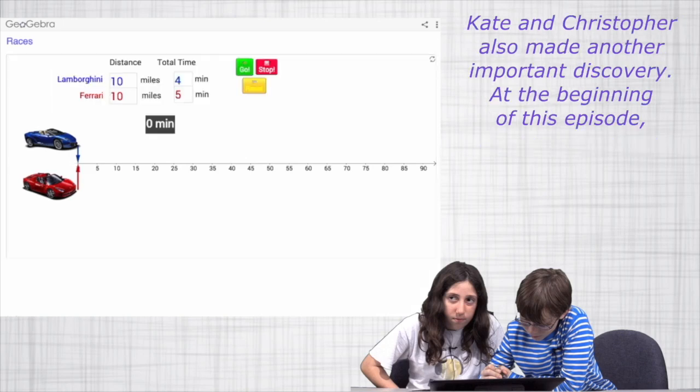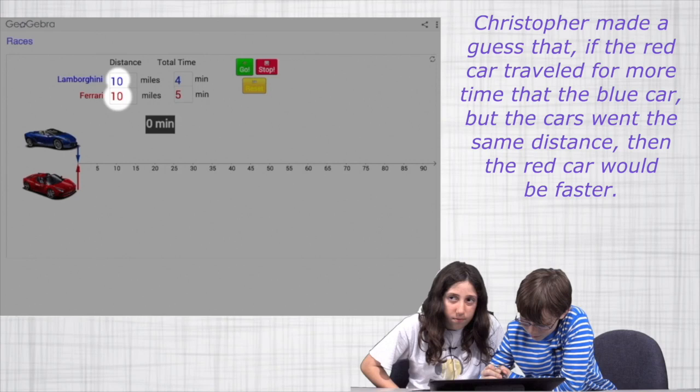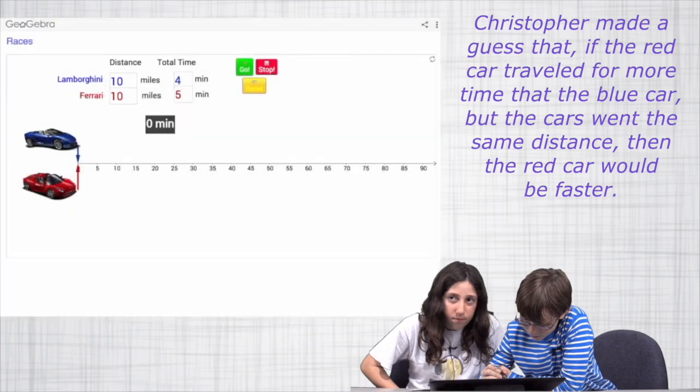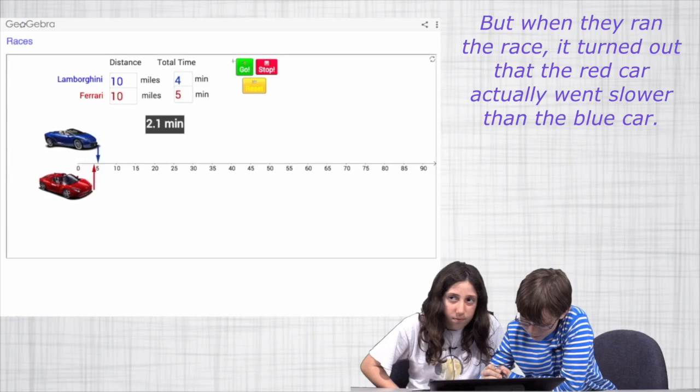Kate and Christopher also made another important discovery. At the beginning of this episode, Christopher made a guess that if the red car traveled for more time than the blue car, but the cars went the same distance, then the red car would be faster. But when they ran the race, it turned out that the red car actually went slower than the blue car.